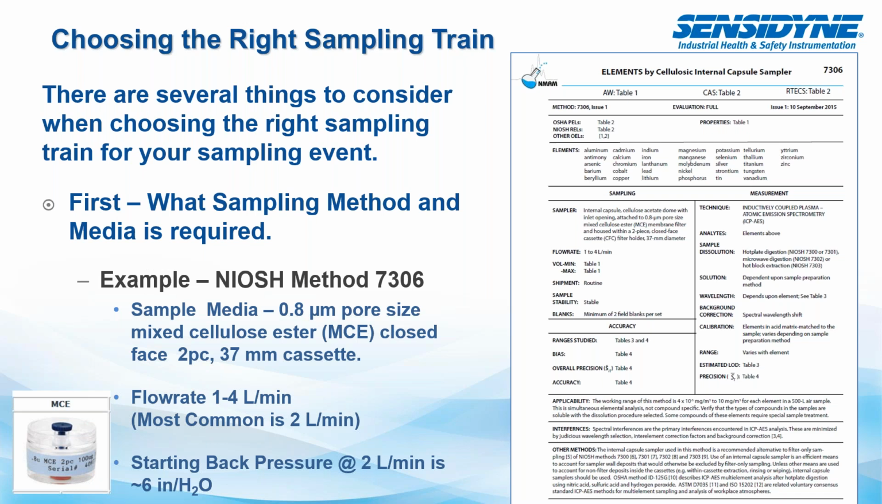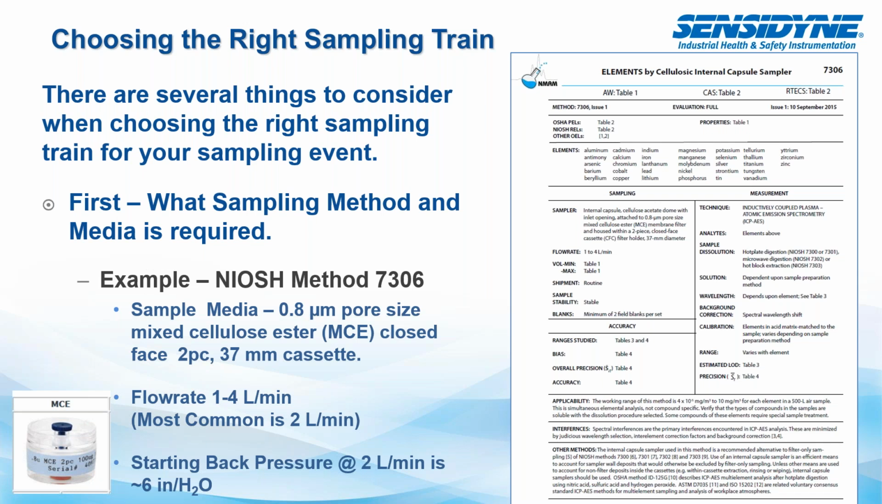So all of this may lead to the decision of what flow rate am I going to choose, and how will that react with the media that I'm choosing. In this particular case, I pulled up NIOSH method 7306.